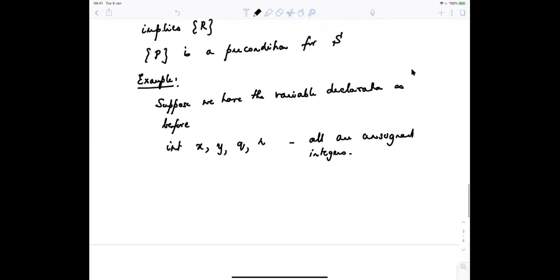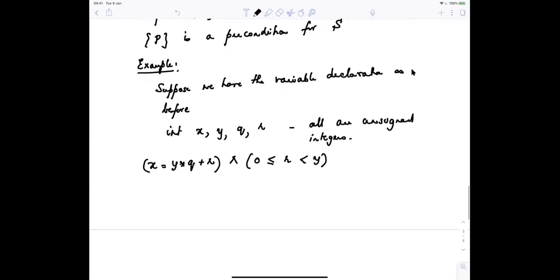And let us look at the statement. x equals y star q plus r and 0 less than or equal to r, strictly less than y. What is this? What are we saying? q is the quotient when x is divided by y, and r is the remainder. Now we have seen this again and again. Let us call this P.